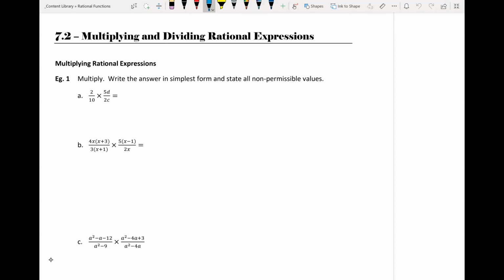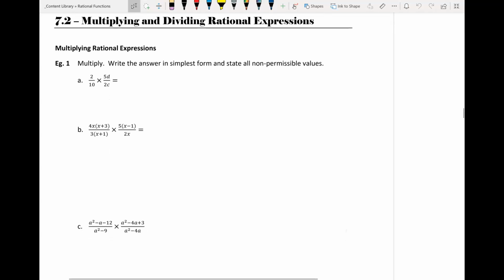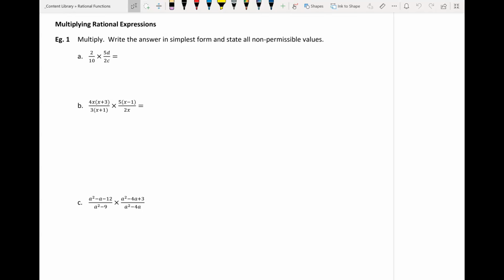Welcome to our lesson on multiplying and dividing rational expressions. We're going to first look at multiplying rational expressions. It's very similar to just multiplying fractions. We're going to multiply the numerators and then the denominators together. But because we're multiplying rational expressions, just like our last lesson, we do need to consider the non-permissible values. So we're going to state for each of these examples what our non-permissible values are.